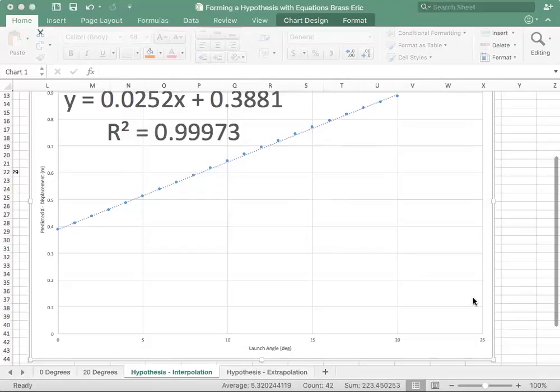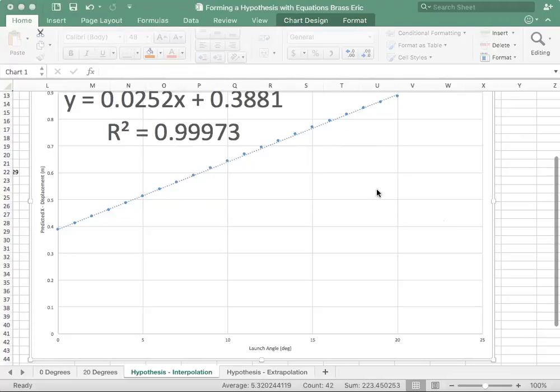So I'm going to clear that, 0.0252 times 10 degrees, plus 0.3881. So we end up with 0.6401. So both of them give us predictions. We can actually generate a finer resolution with this prediction because we can put in 10.5. You know, we can do those things if you know these are good numbers. So that would be our prediction. Again, it's a hypothesis. It's nothing more than that at this point.